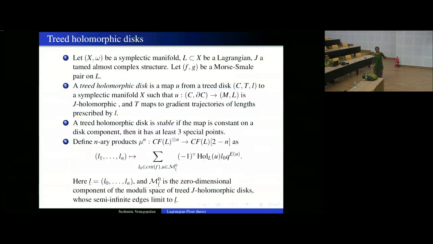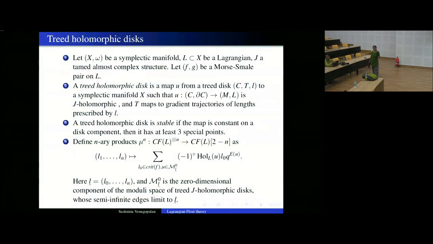Okay, so I have this enlarged space, and using this space, I do exactly what I was trying to do earlier. Recall what the construction was. I have a Lagrangian submanifold, and I define a Morse-Smale pair on the Lagrangian submanifold. And I've defined tree disks. So I define maps from these tree disks into the symplectic manifold. The way it's defined is that we have certain surface components and some gradient trajectories. The surface components are J-holomorphic maps into M with boundary on L, and the tree components are gradient trajectories of lengths prescribed by the length function.